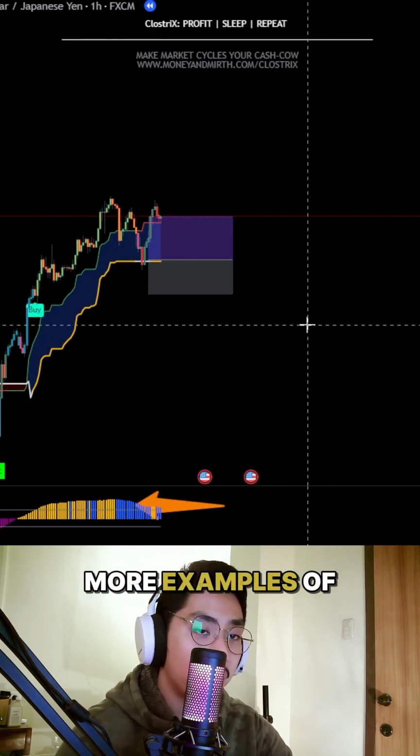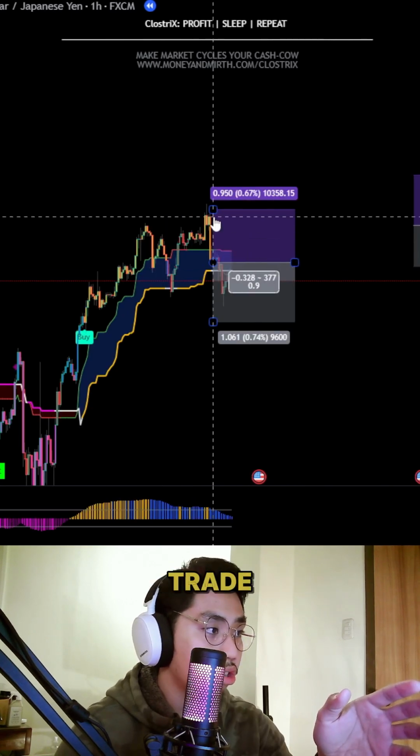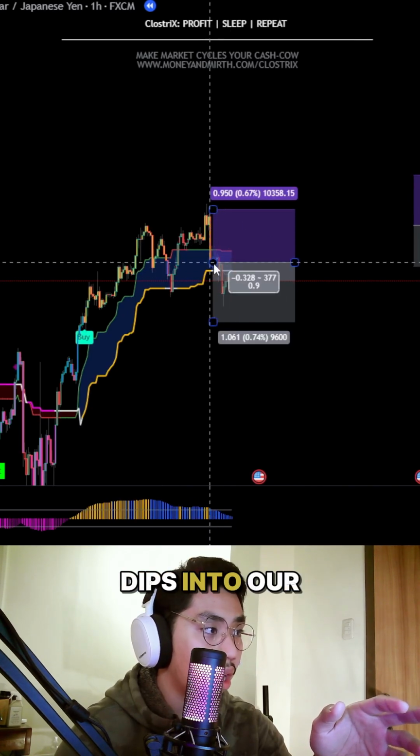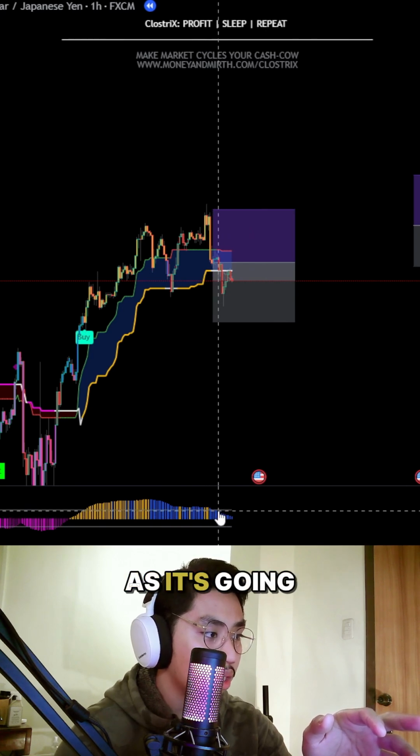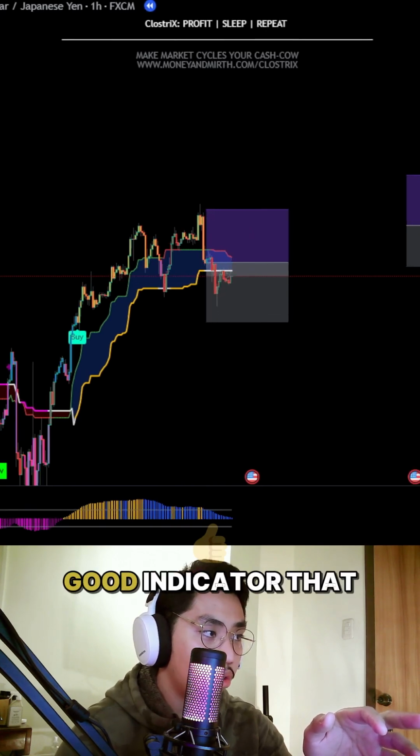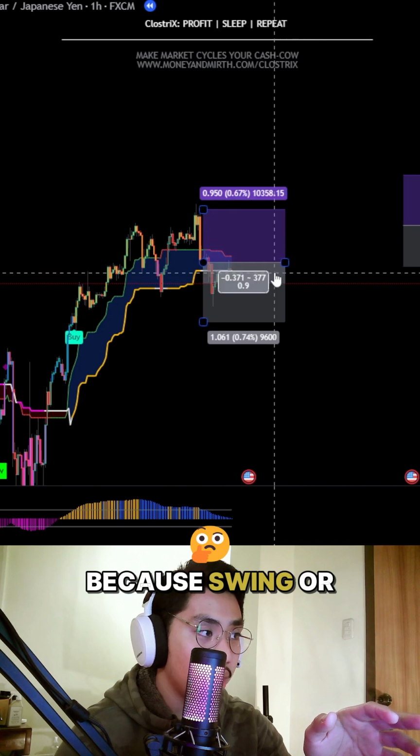I'll show you more examples of these strategies right now. As you can see on the second trade, we enter the trade because the price dips into our entry zone, or the interest zone here. But you can also see that the bias is going against us as it's going under the 15 level. Now this is a good indicator that you should be exiting because the trade is failing.